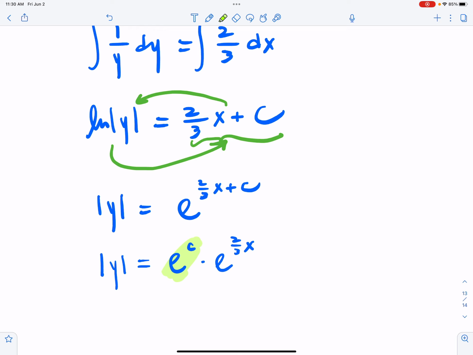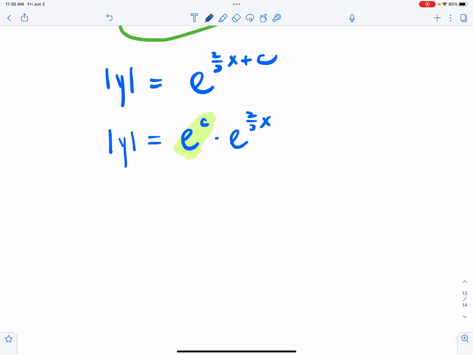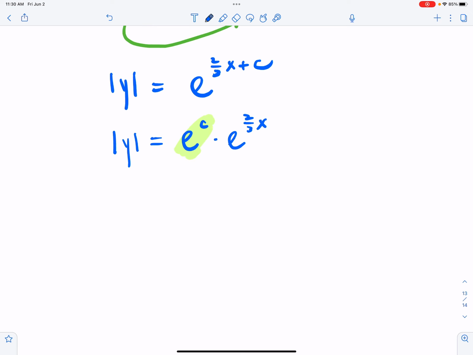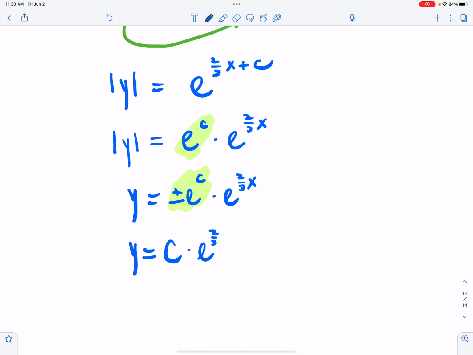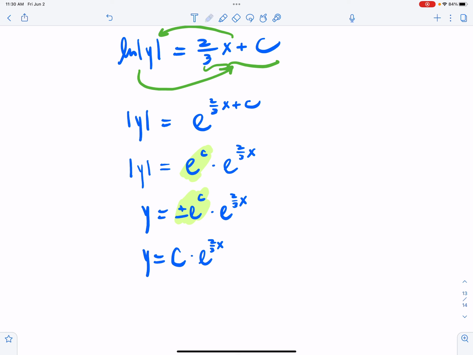And then to get rid of the absolute value bars, we have to take into account that whatever is inside of the absolute value bars could be positive or negative. So this would be plus or minus e to the c times e to the 2/3 x. But this entire plus or minus e to the c is again just an arbitrary constant. So we can actually just write this as y equals c times e to the 2/3 x. And that's it. That would be our solution.